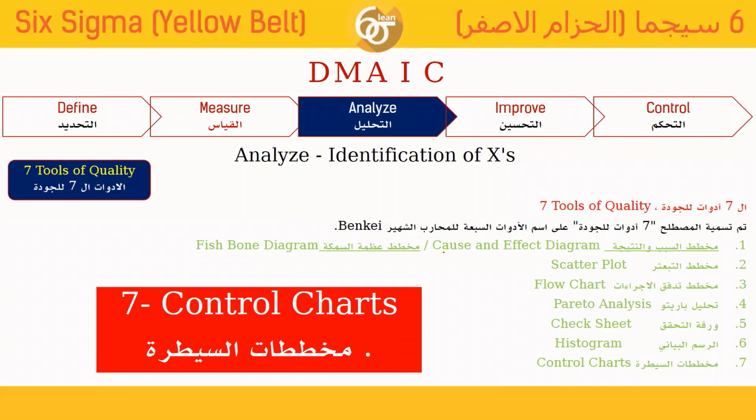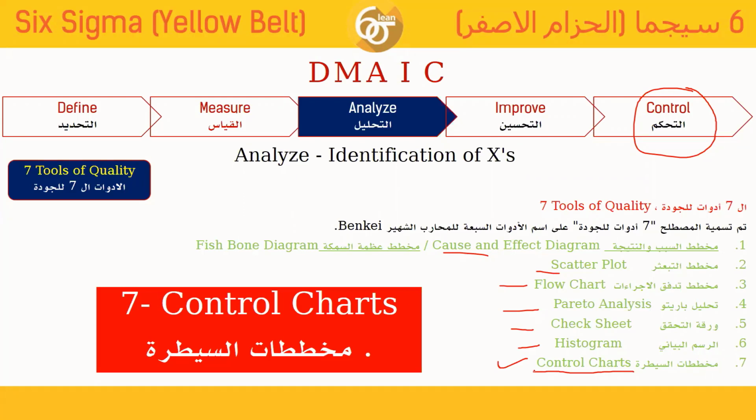We discussed the fishbone diagram, scatter plot, flow chart, Pareto analysis, check sheet, histogram, and the last one, the control chart. Control chart, this is very, very important. We will discuss it here, but we will discuss it more when we come to the control phase. In the control phase, we will use the control chart in order to control whatever you've done in your project.